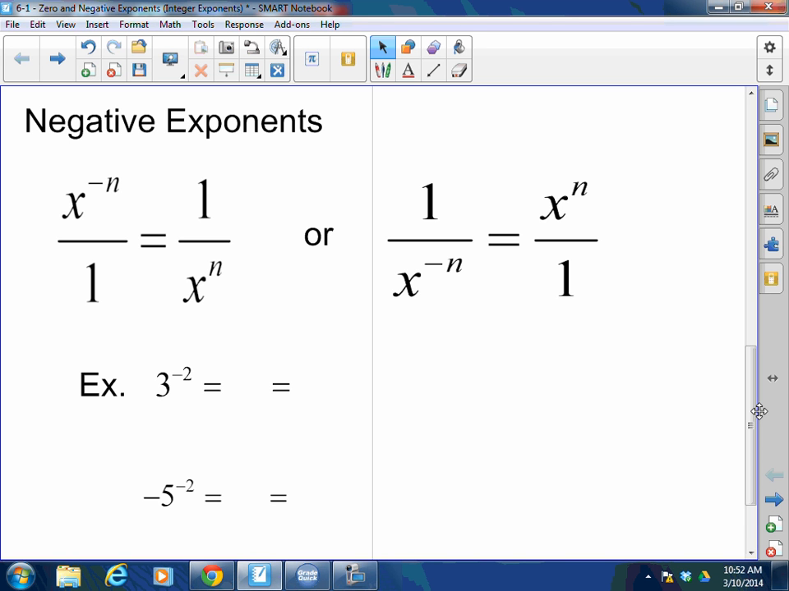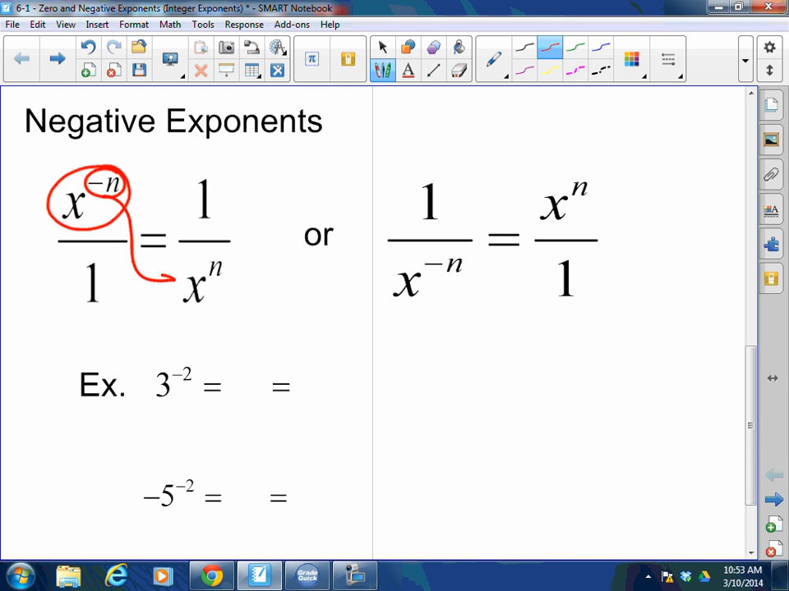Now, x to the negative power. When I have a negative exponent, I can make it a positive exponent very easily by simply moving it to the denominator or the numerator, depending on where it's originally located. What am I talking about? I have x to the negative n over 1. It's in the numerator. If I want to make this negative exponent a positive, I simply bring it down.